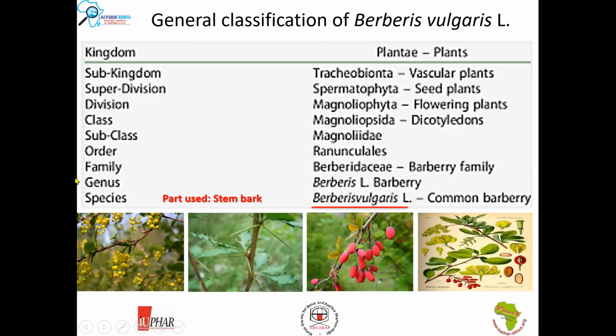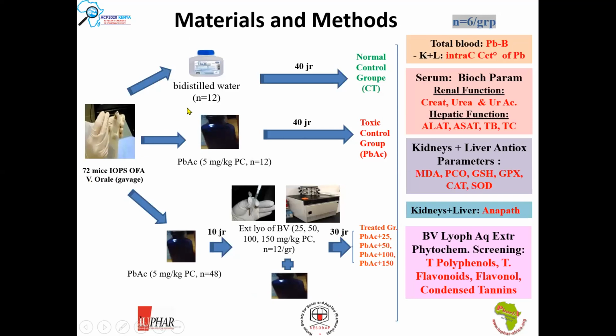Material and methods. We used 72 mice that were gavaged and divided into different groups. The normal control group received distilled water for 40 days. The toxic control group received PBAC, lead acetate, for 40 days at the same time. The treated groups received PBAC for 10 days, followed by 30 days of gavage of lyophilized aqueous extracts of Berberis vulgaris co-administered with PBAC. BV was administered in 4 doses: 25, 50, 100, and 150. Each group contained six mice.